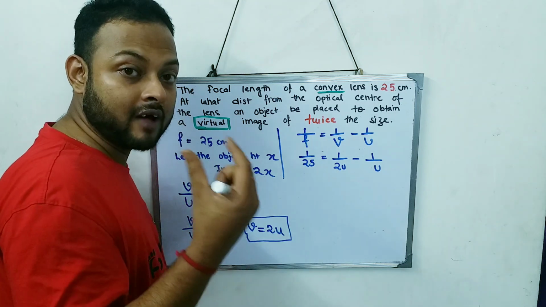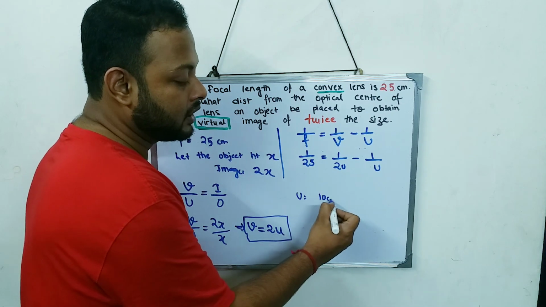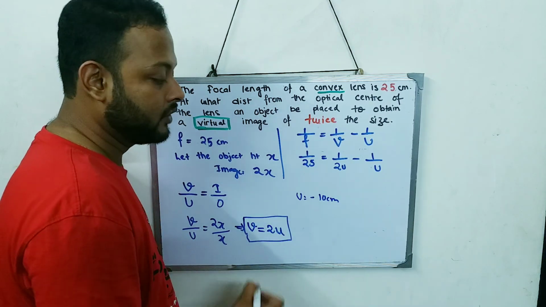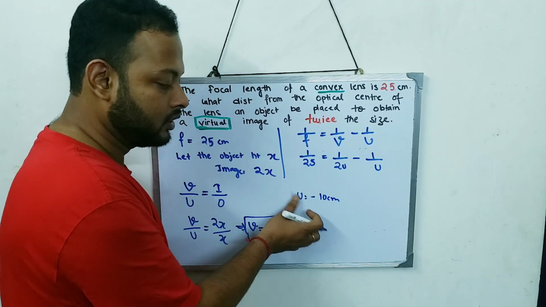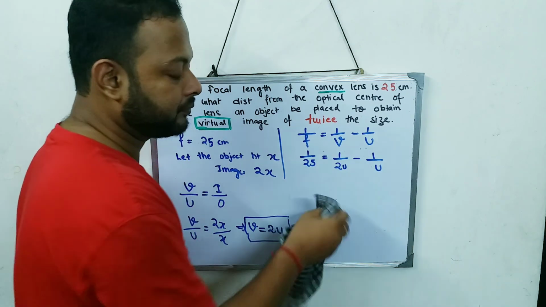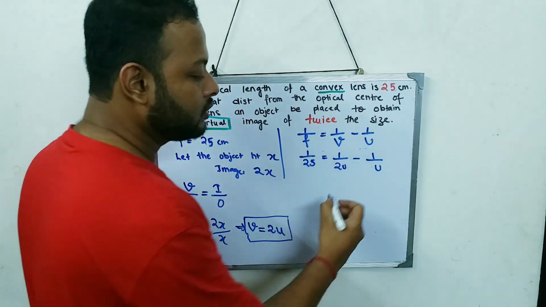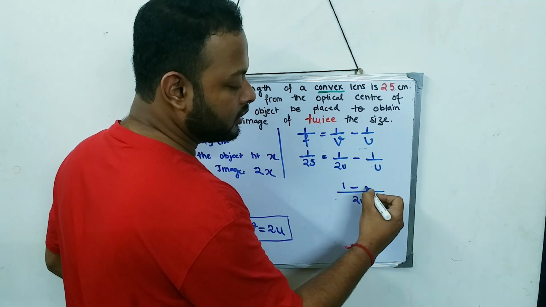When we have a value of u as u is equal to 10 centimeter, then we take that as negative, but don't take this as negative. That is wrong. This is always u only. So these small things you have to remember. After this, what do you do? Take the LCM. 2u, 1, this becomes 2.